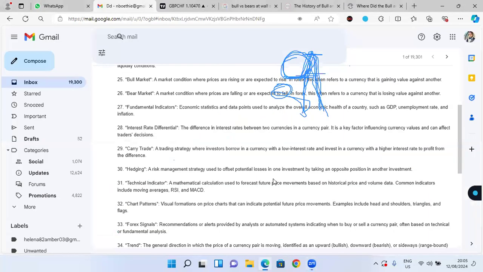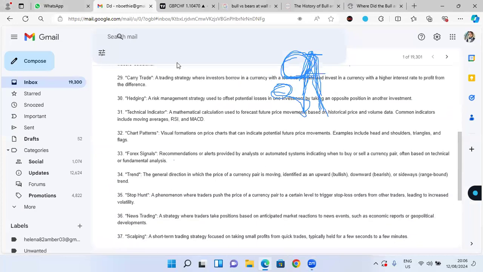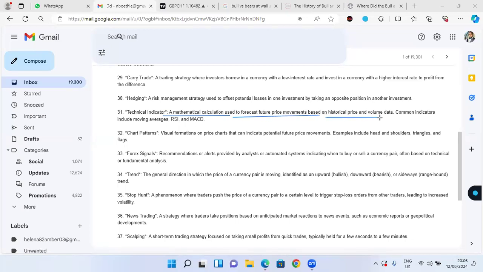And then technical indicators. We'll move to technical indicators very soon. They are mathematical calculations or statistical tools that are used to predict or forecast future price movement based on historical price and volume data. Common indicators include the moving average, RSI, MACD, Bollinger Bands, Fibonacci retracements, and so on. You can name them, okay?